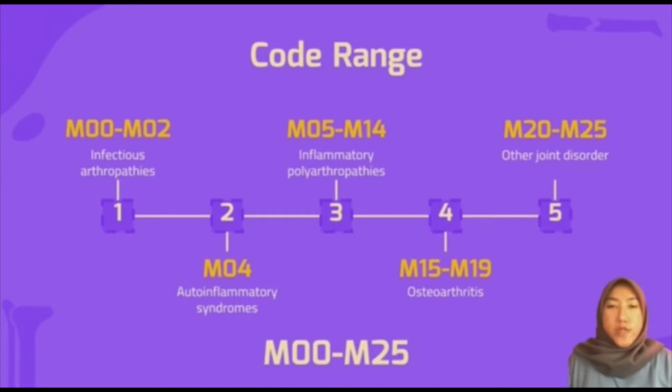So, codes M00 until M02 are for infectious arthropathies, followed by code M04 for autoinflammatory syndromes, followed by codes M05 until M14 for inflammatory polyarthropathies, followed by codes M15 until M19 for osteoarthritis, followed by M20 until M25 for other joint disorders. As you can see in this slide, different conditions have different codes to assign.